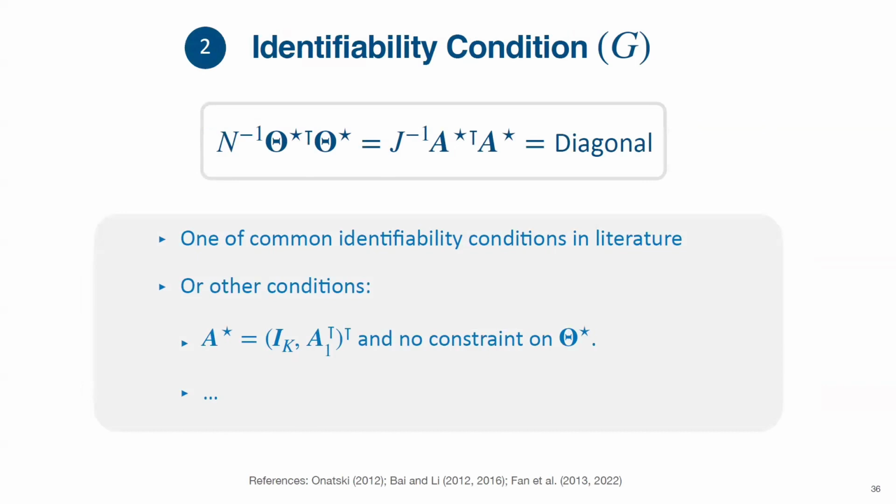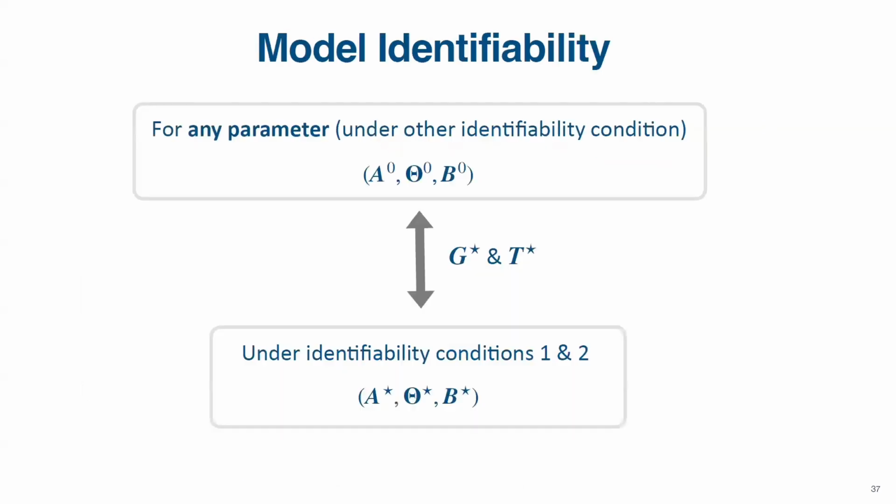In the factor analysis literature, people have proposed different kinds of conditions to ensure identifiability, and we could use any of these. Now we want to point out, for the identifiability condition we consider, that for any set of parameters, we could find a transformation G and T such that after the transformation, they satisfy the condition we proposed.